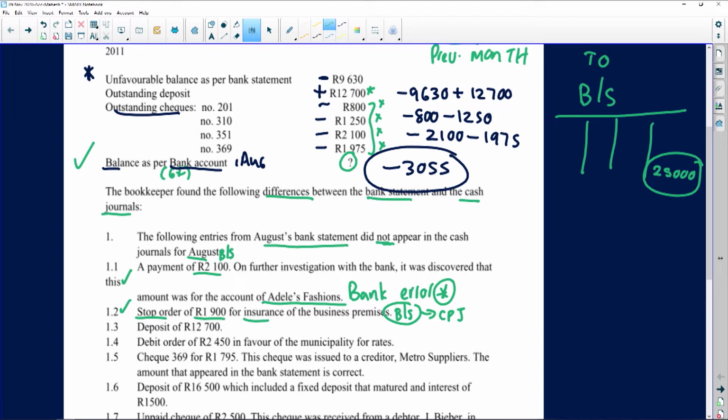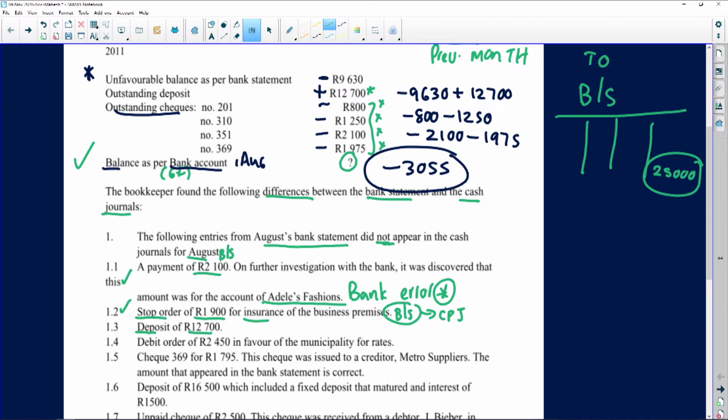Let's now move on to 1.3. Again, in the bank statement there is a deposit of 12,700 and they're not giving us any further details. Remember, if it doesn't appear in the August CRJ, you've got to look at the previous month's bank reconciliation statement. So was this deposit outstanding? Has the bank now reflected this amount of 12,700, the outstanding deposit?